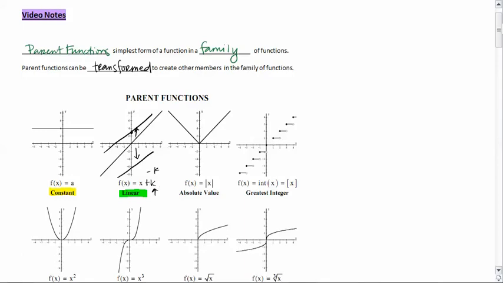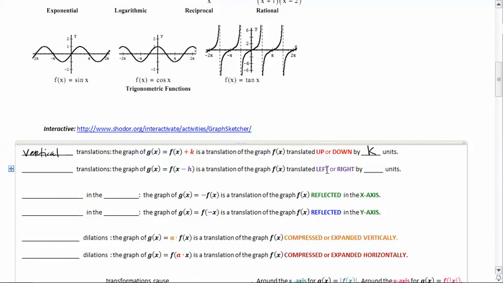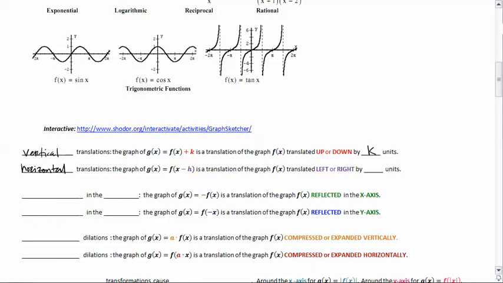So if we were at 0, all right. We can also have a horizontal translation. That means we have g of x equals f of the quantity x minus h. That's a translation of the graph f of x, translated left or right by h units. Notice this is a minus, and we have it left or right. So actually, we are moving to the right by h units, and we are moving to the left by negative h units. That's super confusing.